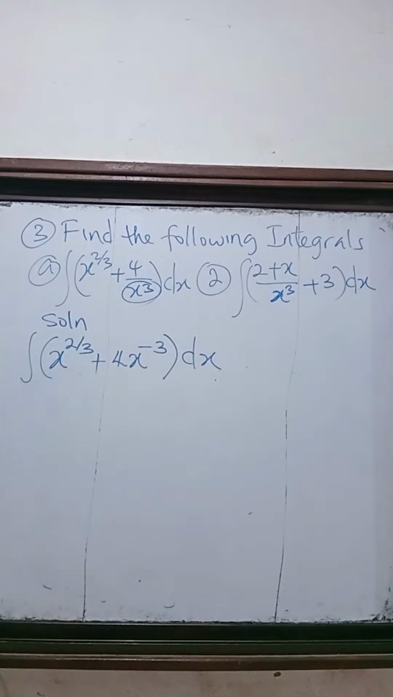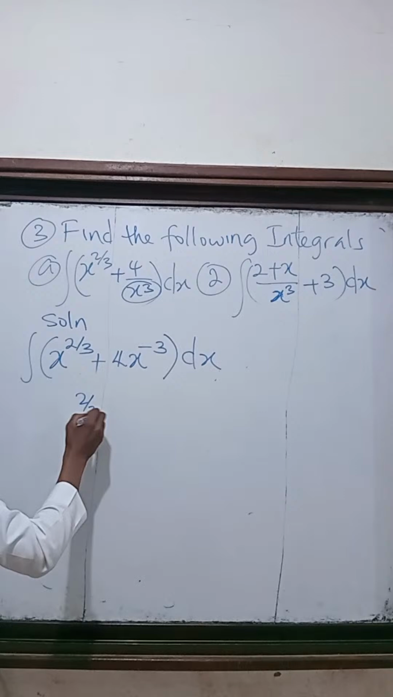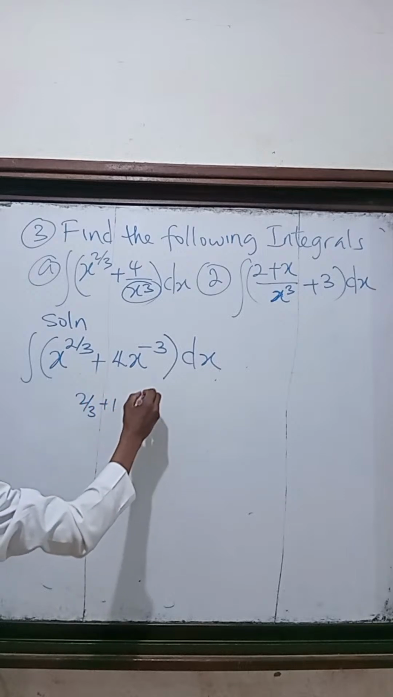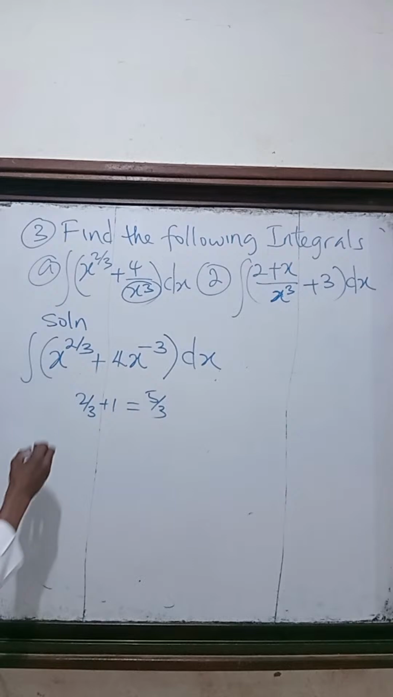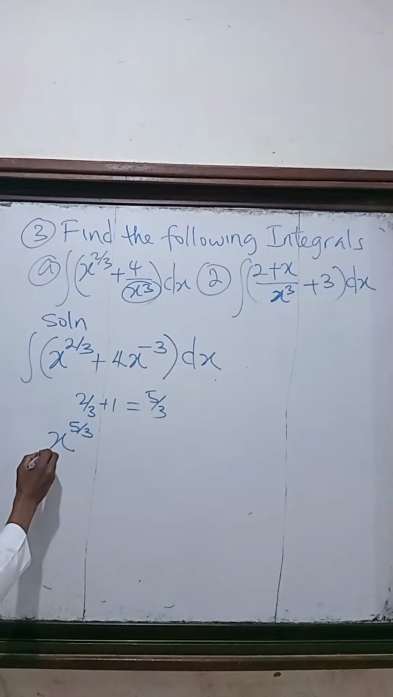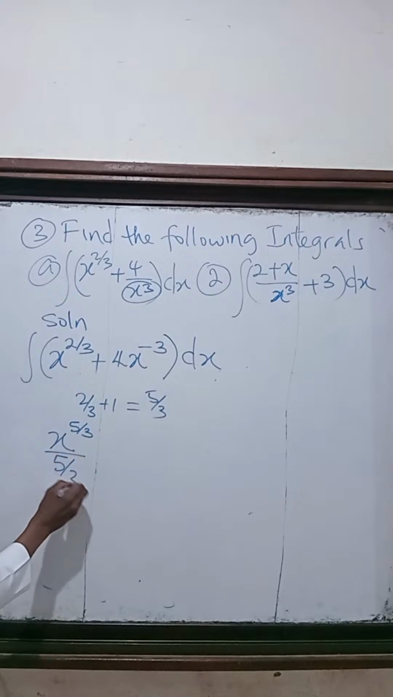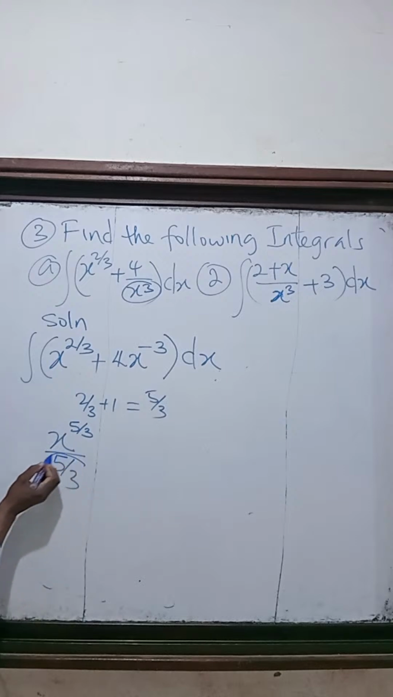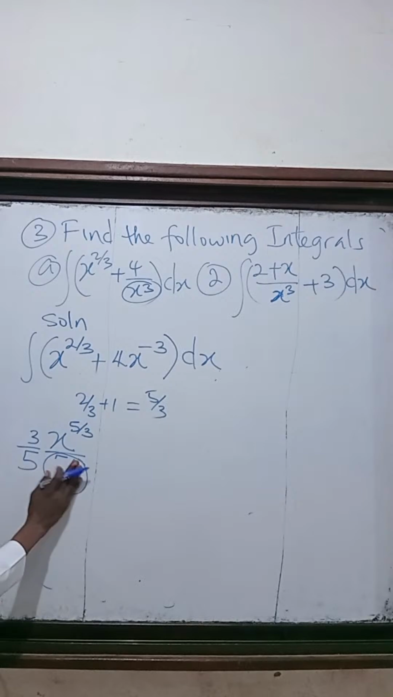Then you can now use your formula for integration. The exponent plus 1, that's 2 over 3 plus 1, that's what? 5 over 3. So we're going to have x to the power 5 over 3 over 5 over 3. But I've said that anytime you have a fraction, you don't need to waste your time. Just flip this fraction, and that would be 3 over 5.